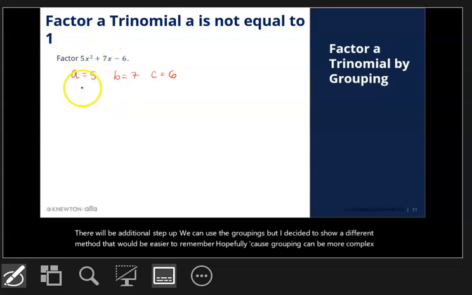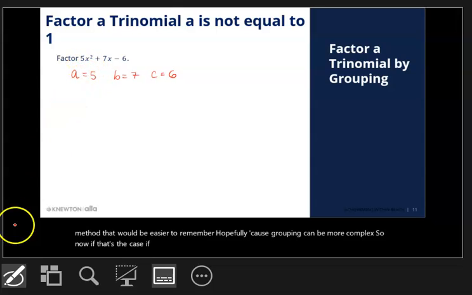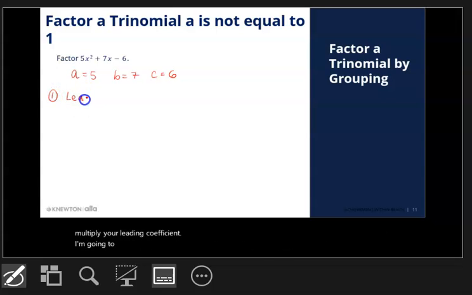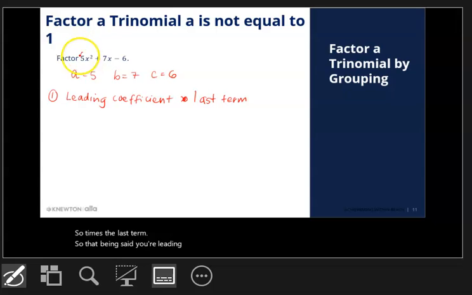So now, if your a is not equal to 1, the first step is to multiply your leading coefficient and the last term. So your leading coefficient is 5. Multiply it by the last term, which is negative 6. So that would be negative 30.